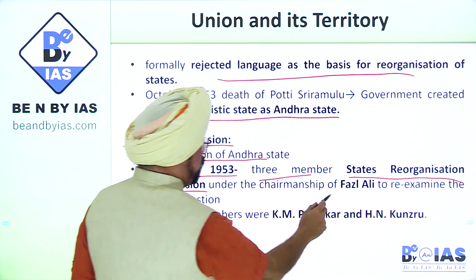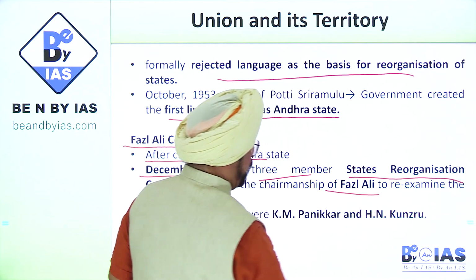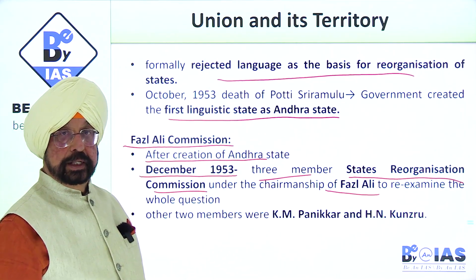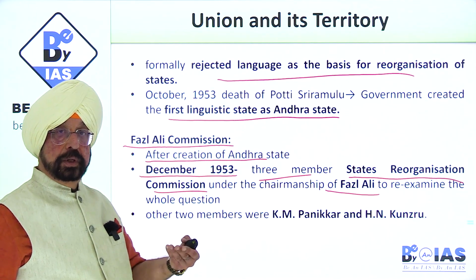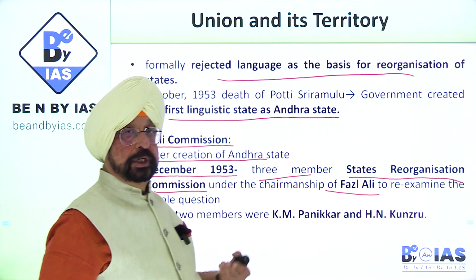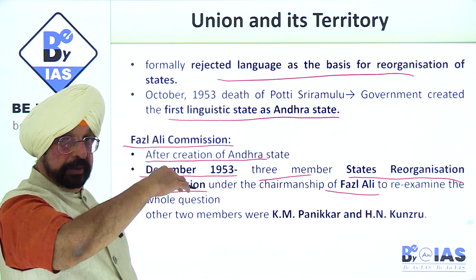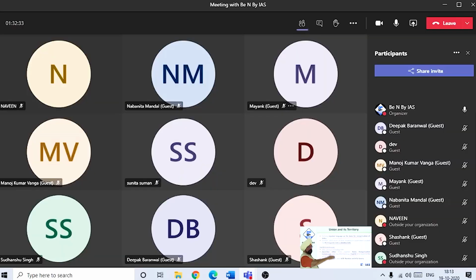So, who was the chairman? Chairman was Fazal Ali, to re-examine the whole question of reorganization on the basis of language, that is on linguistic basis, which was earlier rejected by Dhar Commission and by the JVP committee. So the other two members were K.M. Panikkar and H.N. Kunzru.